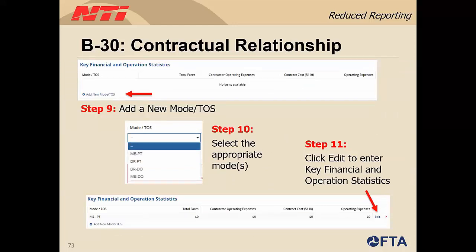The next section of the B30 form is where you will add each mode provided as a part of the contract. These modes do not carry over from year to year and must be added to your B30 form each new report year. You may only add active modes from your P20 form or modes listed as filing separately on your B10 form. You will click the Add New Mode and Type of Service button at the bottom left of the form to add modes. Then you'll select the appropriate mode and type of service from the dropdown and click Edit on the right-hand column to open up the Key Financial and Operating Statistics field.